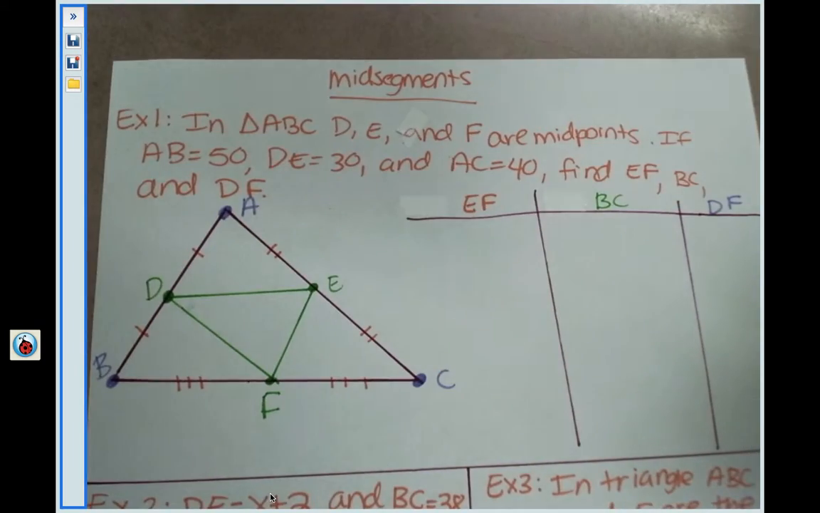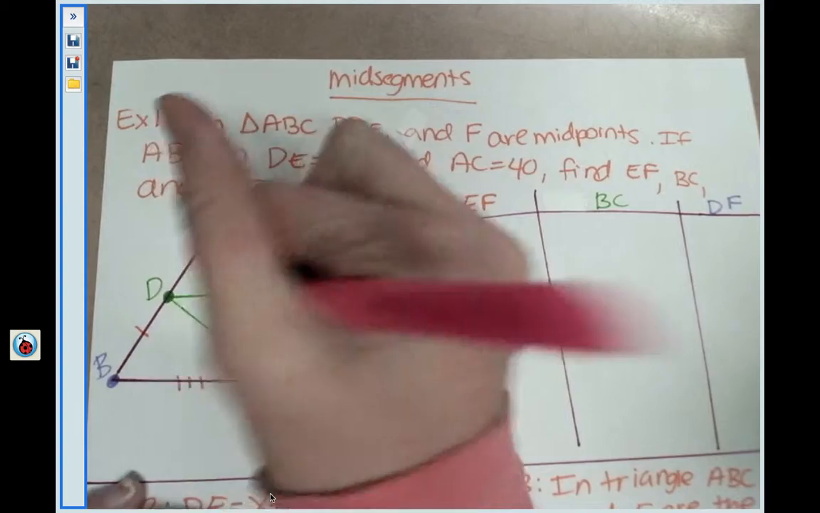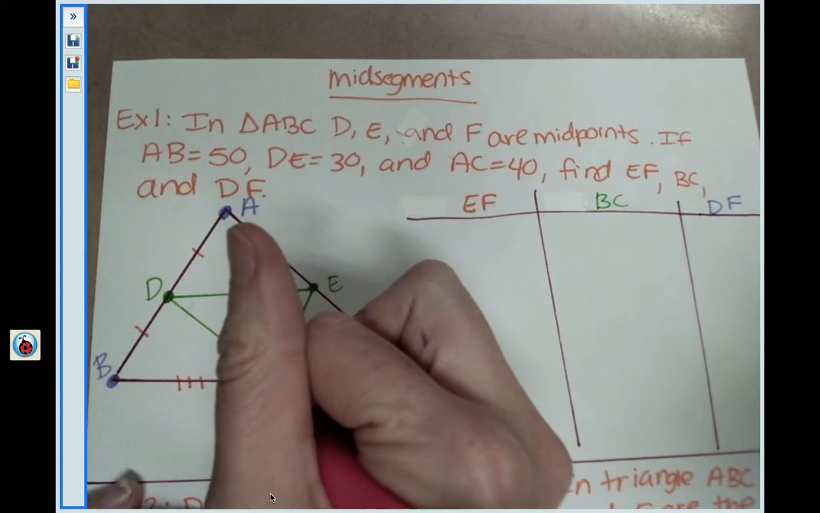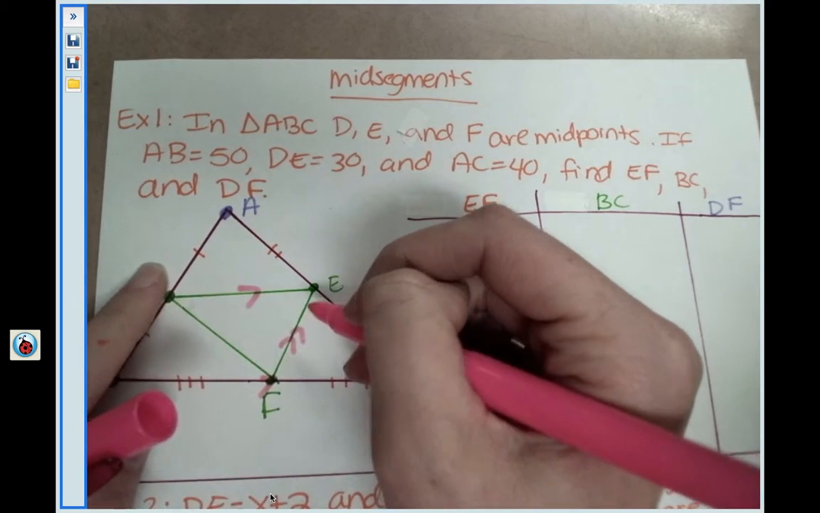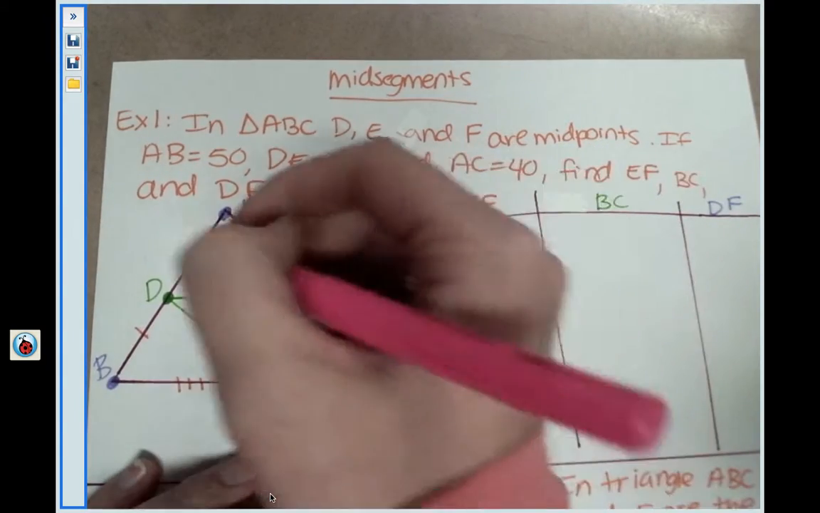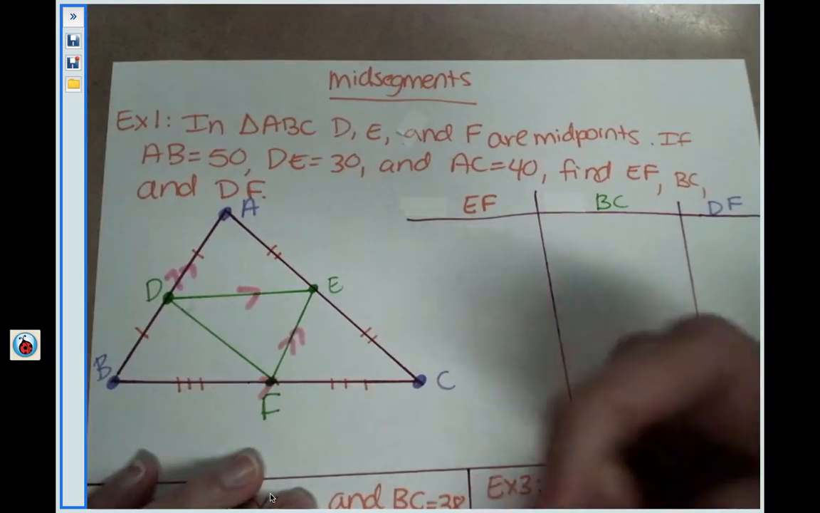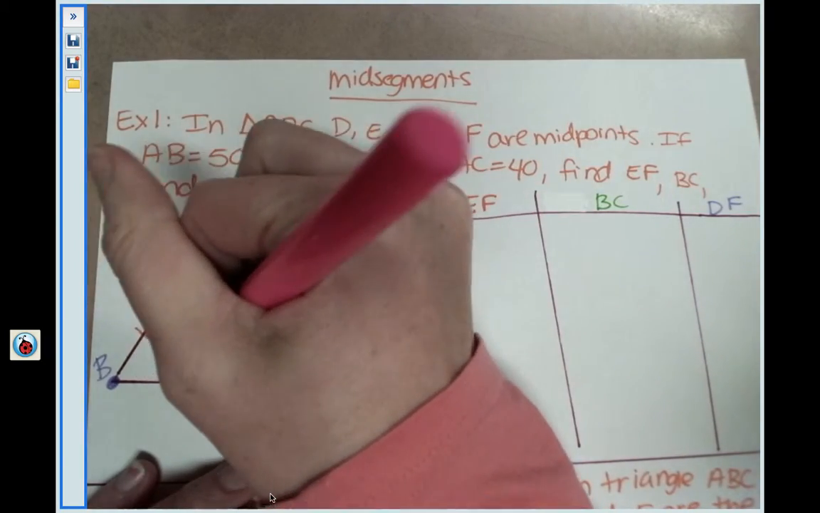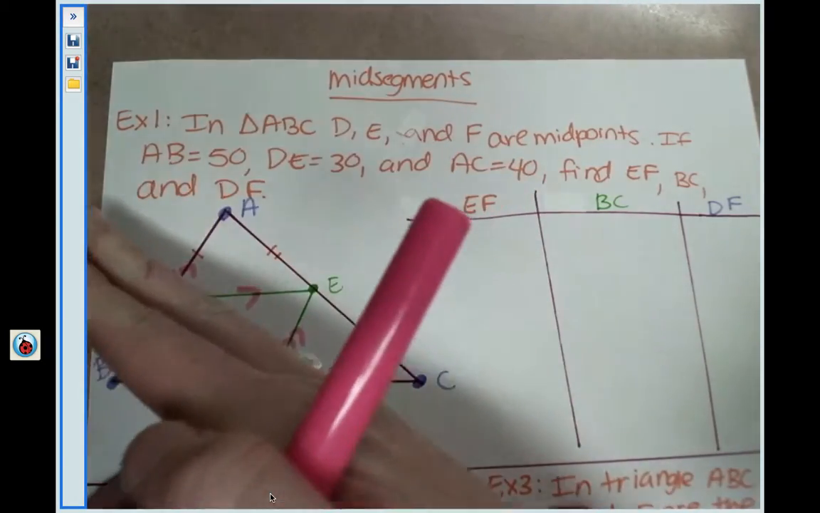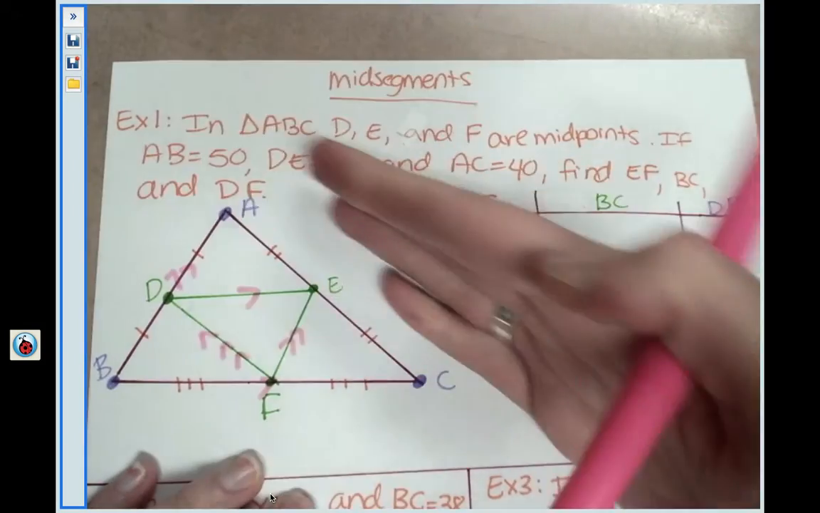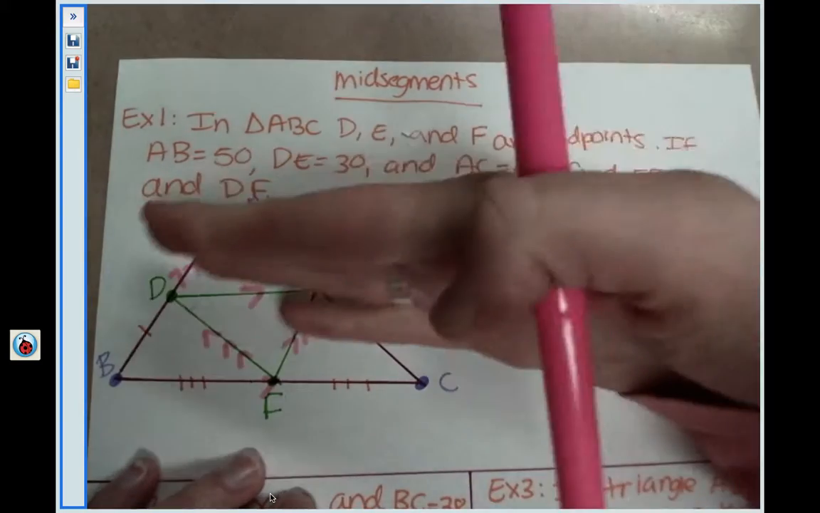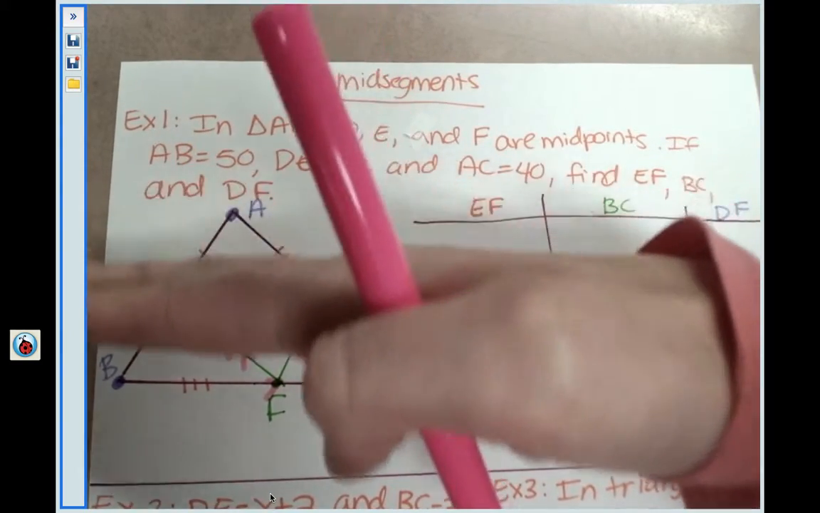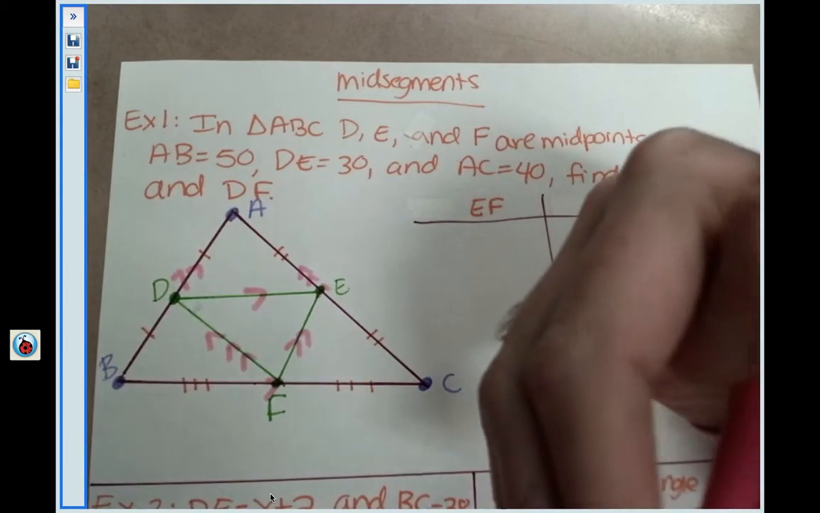So DE is parallel to BC. EF, the one that's below it, is this side, so that would be BA. And DF, the side below that on the triangle, is AC. So these two are parallel. Basically a mid-segment and the side right under it on the triangle are going to be parallel.